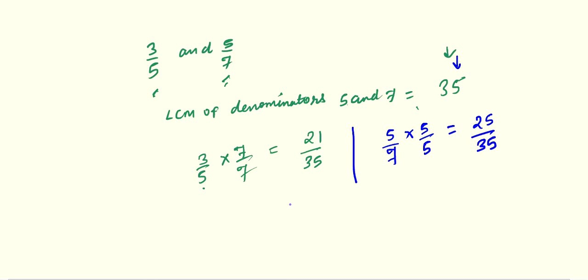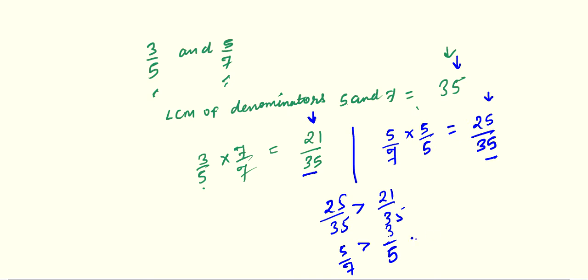Now as you can see, we are having the same denominator 35, 35, but in the numerator we are having 21 and here we are having 25. You know very well that 25 is greater than 21. So in that case, 25 by 35 is greater than 21 by 35, and 25 upon 35 represents 5 by 7. So 5 by 7 is greater than 3 by 5. Like this you have to write answers. Okay, so this is the first method.